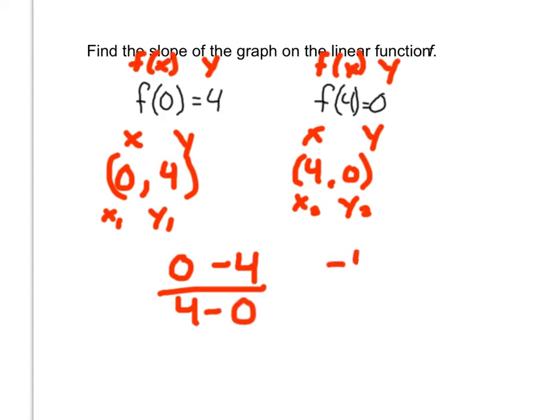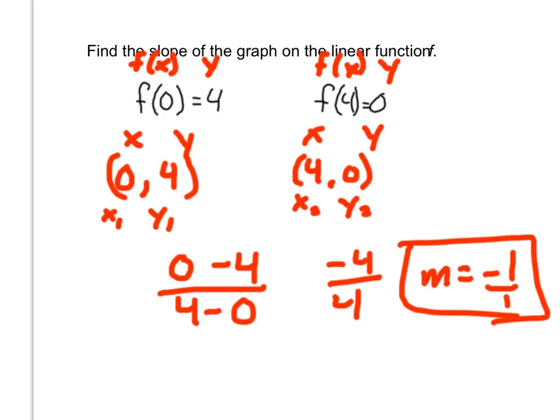0 minus 4 is -4. 4 minus 0 is 4. And I get m equals -1 for my slope. So again, the value in the parentheses is your x. The value it's equal to is your y. Write some ordered pairs, then find the slope.